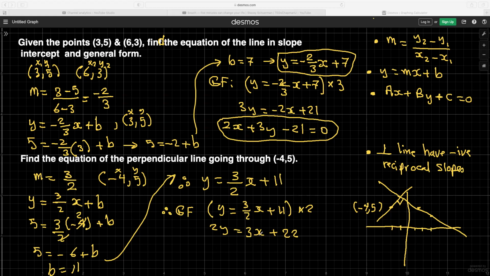And now we want the leading coefficient of the x to be positive. So this time I'm going to move the y to the other side. So it'll be 3x minus 2y plus 22. And therefore our a is 3, b is negative 2, and c is 22. And that's basically how you answer these kinds of questions. So this is it for this question.